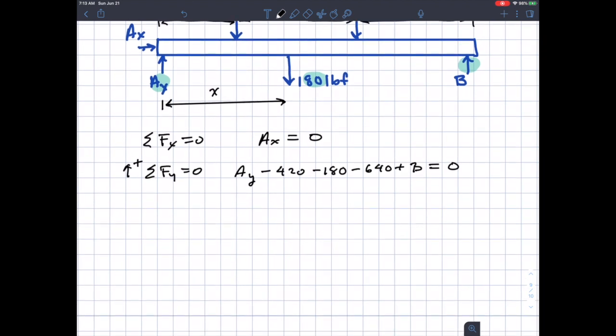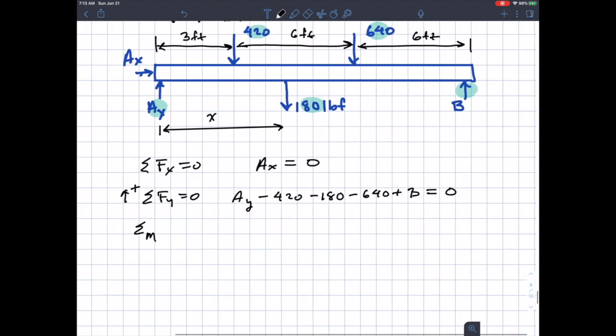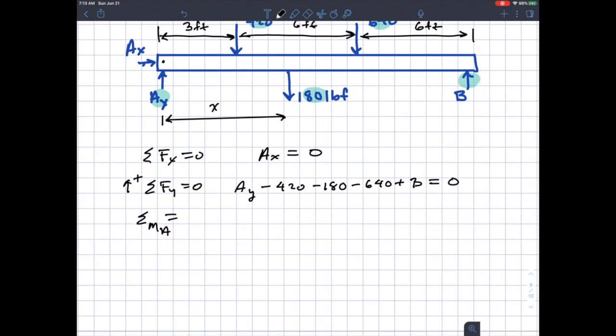Okay, so we've already exhausted sum of forces x, sum of forces y. So that means we need to do the sum of moments about some point. Okay, and I think it makes sense to use either point A or point B, all right, because if we do that, one of the variables drops out. Okay, so let's use point A. We're going to do sum of moments about A equals 0, where counterclockwise is positive.